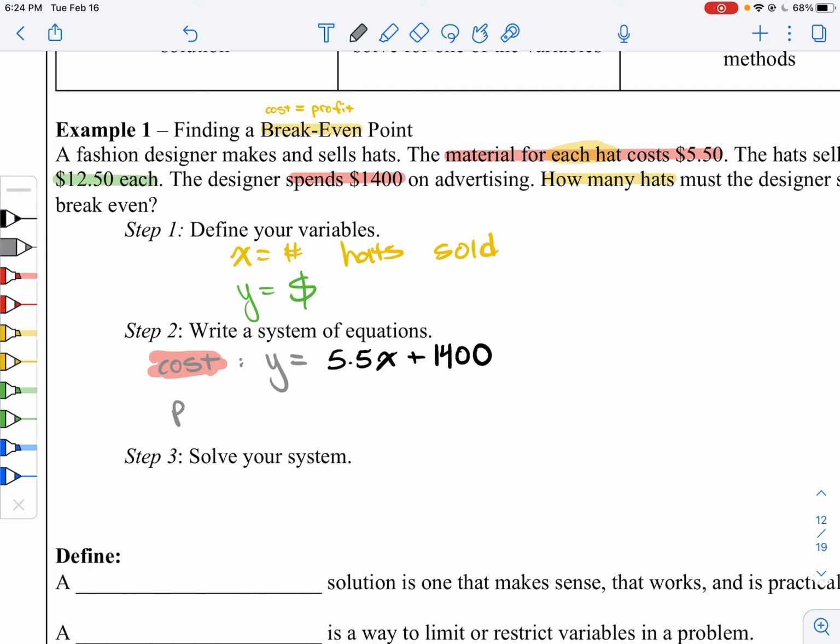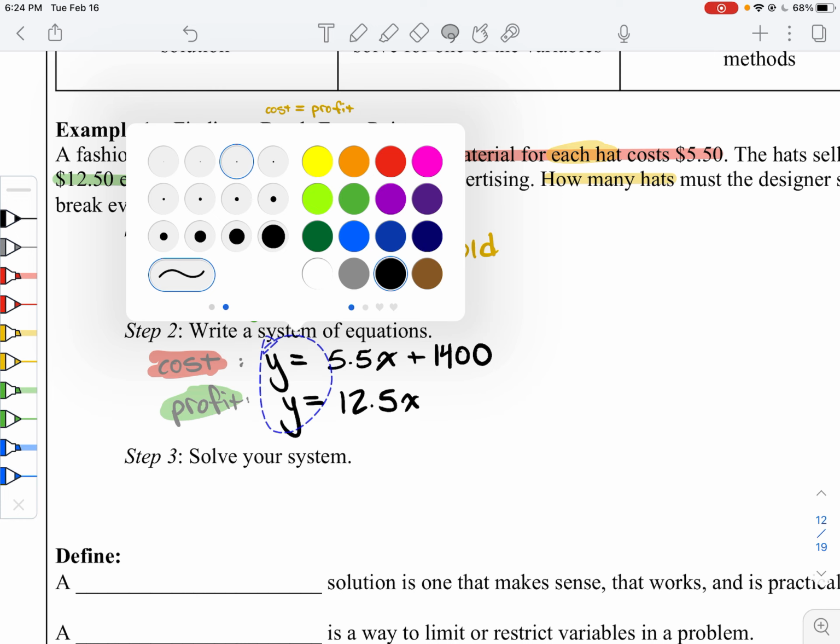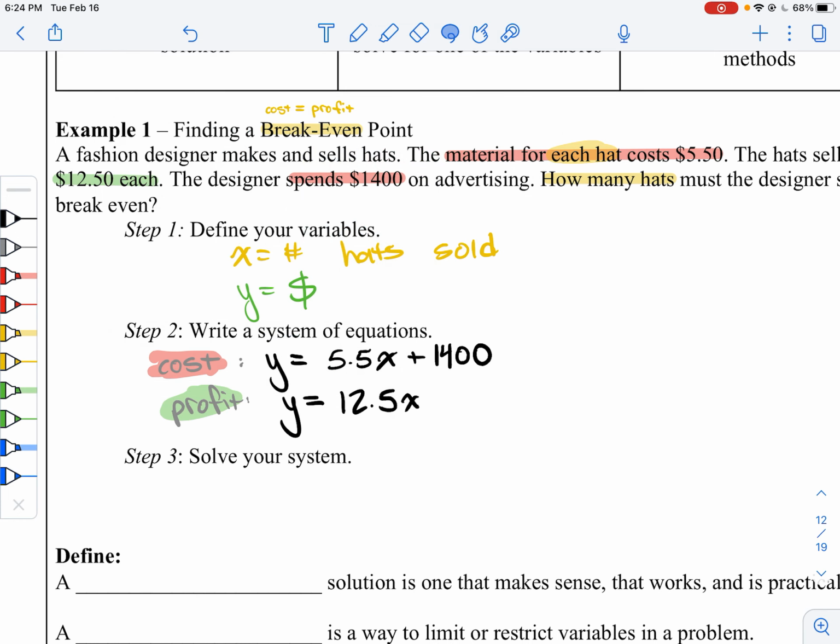Now let's look at our profit. Our profit equation represents how much we earn per hat. Well, the amount of money we earn per each hat is 12.5. So that'll be 12.5 times X. Now we have our system of equations up. Now all we need to do is solve it.